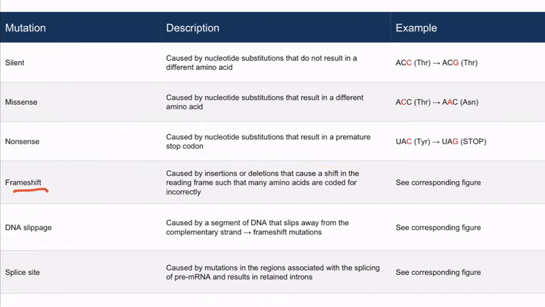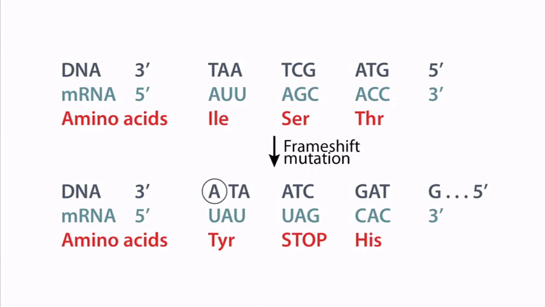A frame shift mutation is caused by insertions or deletions that cause a shift in the reading frame. This means that many of the amino acids are coded for incorrectly. Let's pull up a figure so you can see what I mean. This figure illustrates a frame shift mutation, which can be found in Section 5 of Molecular Biology. The top part of the figure is normal, and the bottom part represents a frame shift mutation.